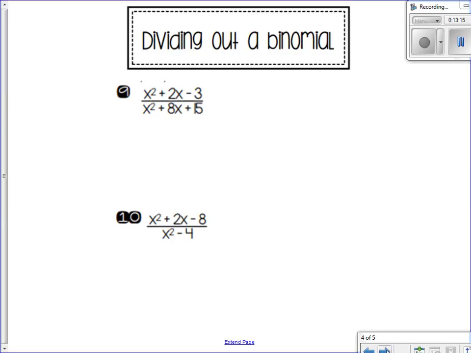Sometimes we can divide out a binomial, which means like a factor pair or a whole family. All right, so number 9, we're going to have to factor that thing. Remember, this is where we said I need 2 factors of the last number that would add up to the middle number. So I need 2 factors of -3 that would add up to +2. That would be 3 times -1. So to write 3 and -1 as factors, we would just put x plus 3 and x minus 1.